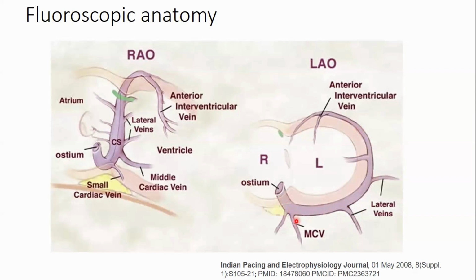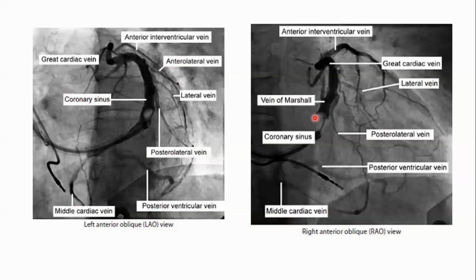As we said, the first branch that comes off usually is the middle cardiac vein. And as we go more laterally, we have the posterior vein, the posterolateral veins, and the lateral veins. And then finally, we have the anterior veins. So in short, this is the fluoroscopic anatomy, and this is what it looks like on fluoroscopy.